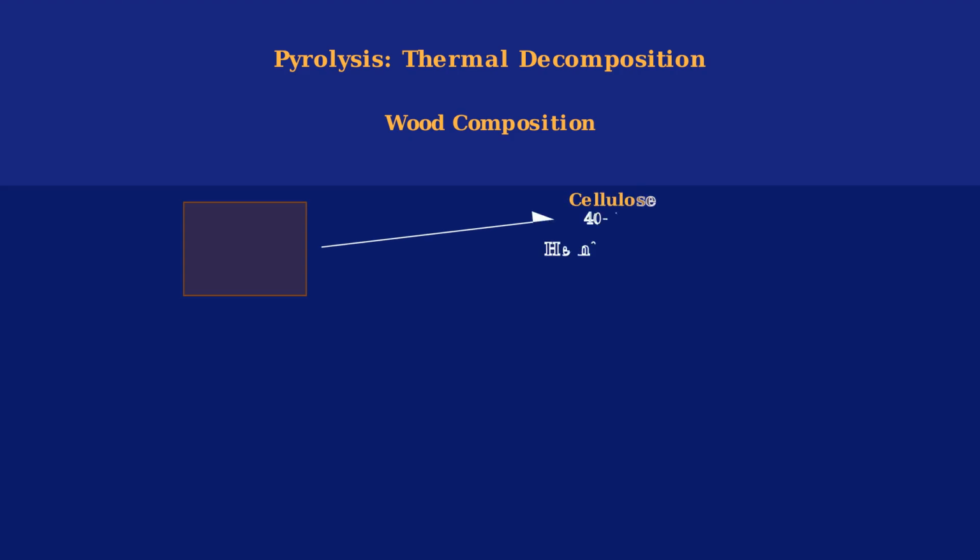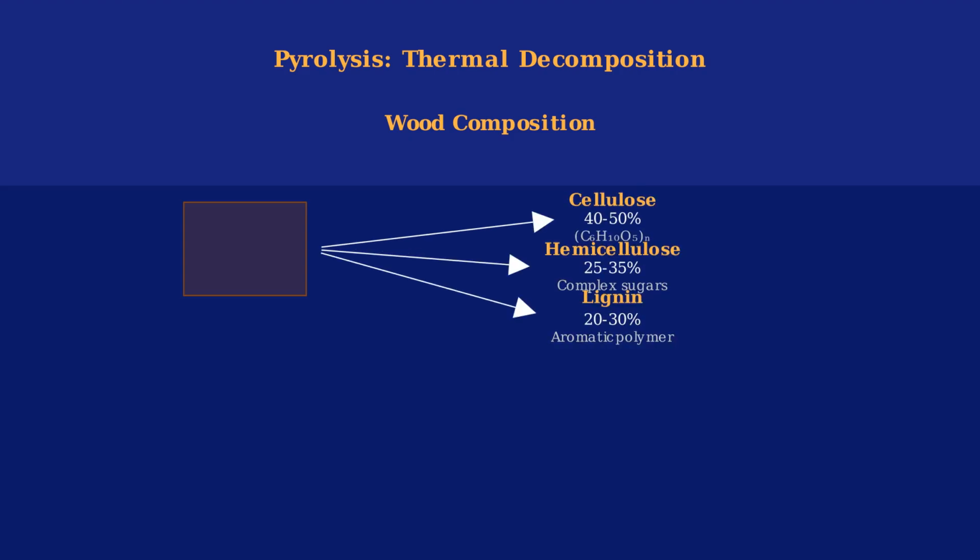To understand pyrolysis, we must first examine wood's composition. Wood consists of three main components that each decompose at different rates and temperatures. Wood is primarily composed of cellulose, making up 40 to 50%, hemicellulose at 25 to 35%, and lignin at 20 to 30%. Each component has a different molecular structure and decomposes at different temperatures during pyrolysis.